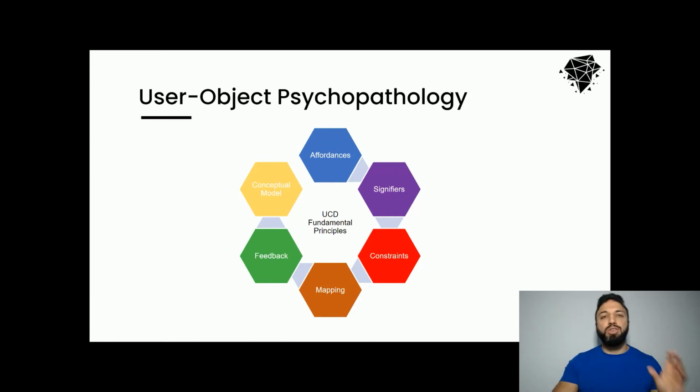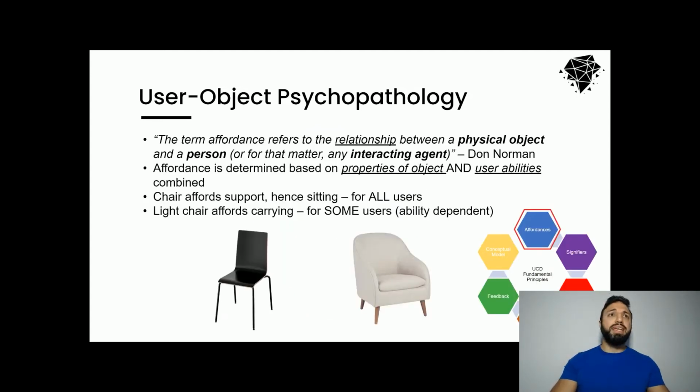Any product that you're designing has to follow these 6 principles. You need to check these 6 boxes when you're designing them. First thing is affordances. Affordances, as called by Don Norman: the term affordance refers to the relationship between a physical object and a person, or for that matter, any interacting agent. So in other words, it's the properties and the user abilities.